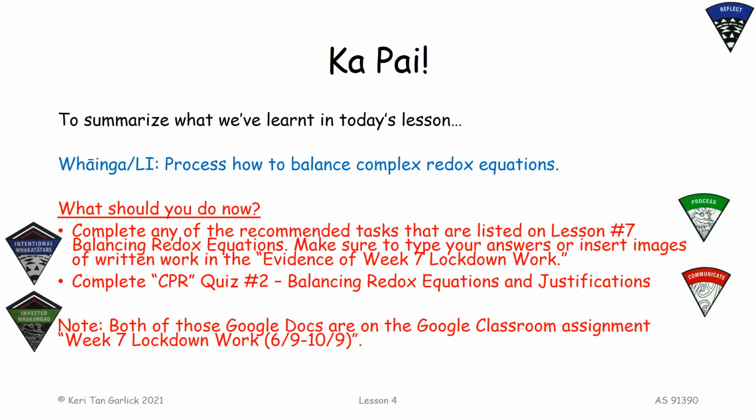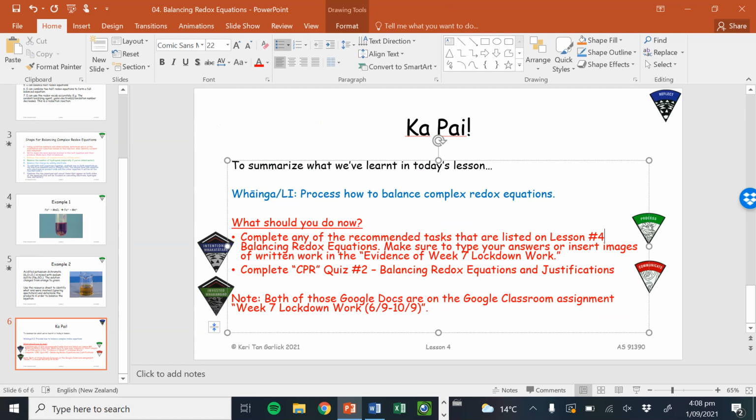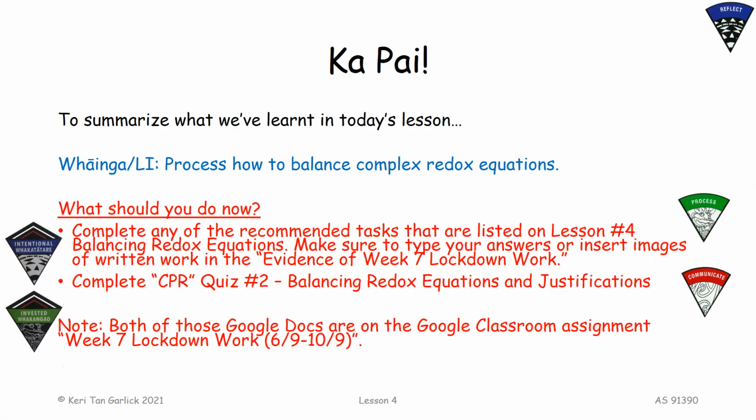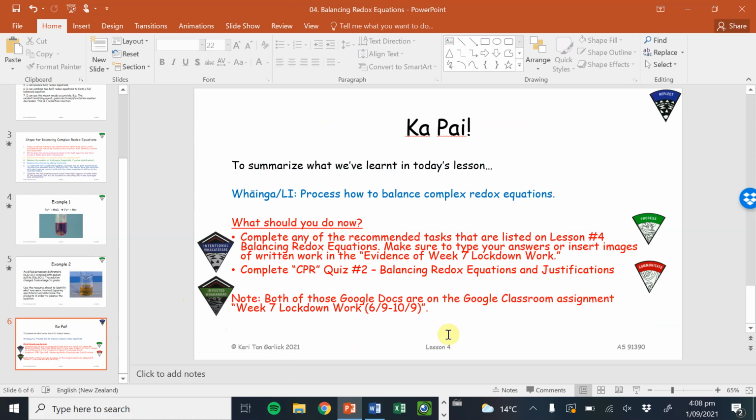All right, Kapai, really good work for finishing the 2nd lesson of this lockdown. So just to summarize, today you guys should be balancing those complex half equations. Follow-up work is not lesson number 7. It is lesson number 4. Let me fix that. Make sure you're putting that evidence into that week 7 lockdown work. There's also a quiz for you guys to practice that. Remember, both of these are on the Google Classroom assignment. Hopefully that makes sense. The main thing about this is just lots and lots of practice. And next week, I'll show you guys how to put it all together for the assessment.